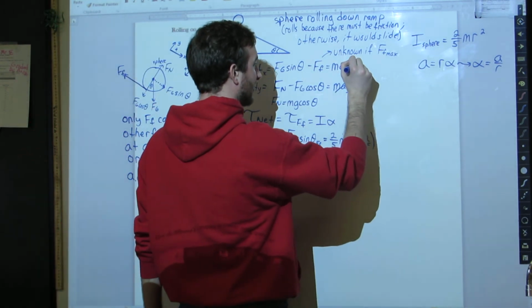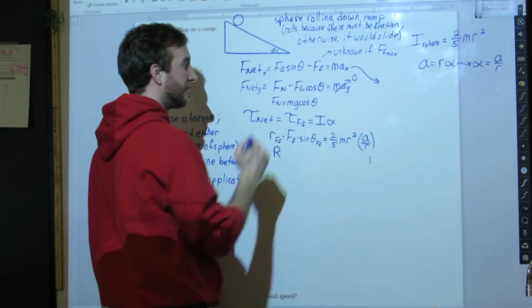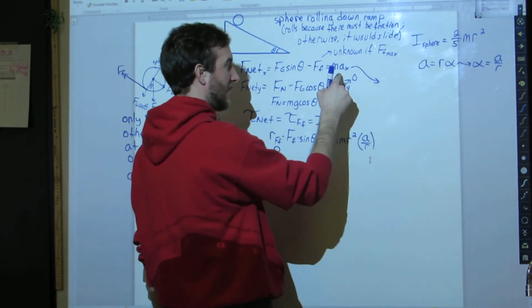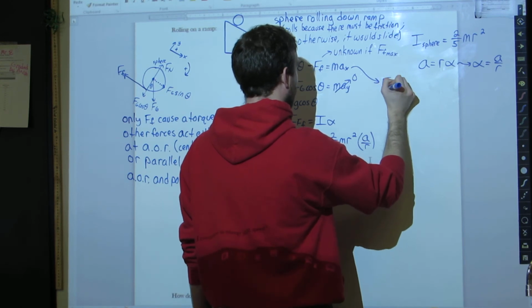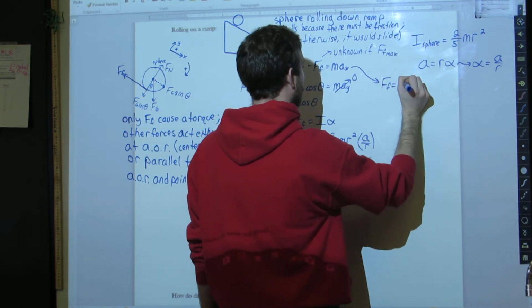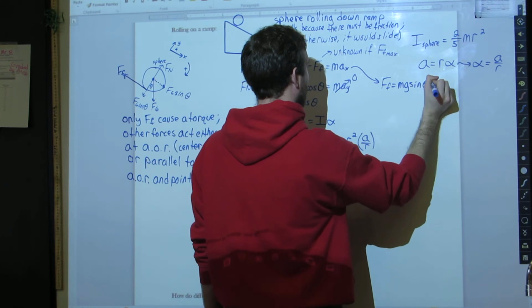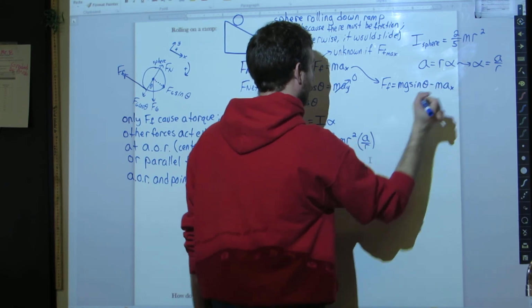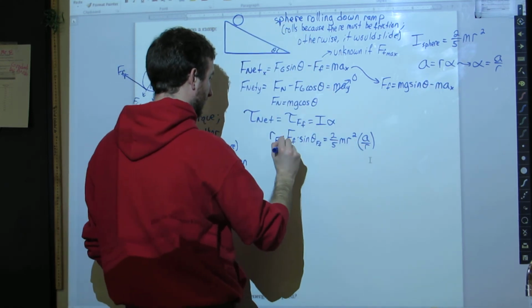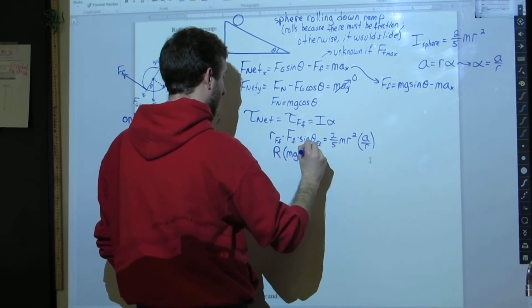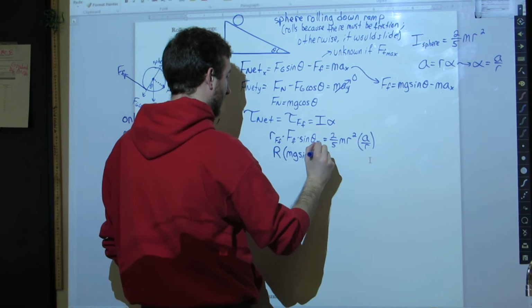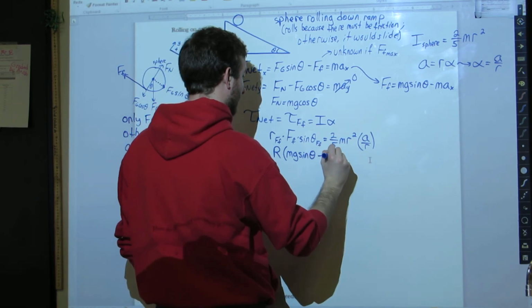Why don't we rearrange this and solve for the force of friction? We bring this over to the other side, we bring the max over, and what we end up with is that the force of friction is equal to mg sine theta minus max.